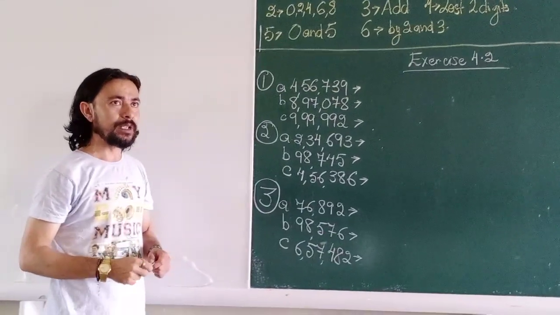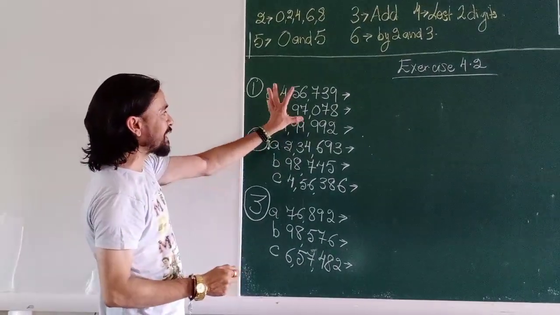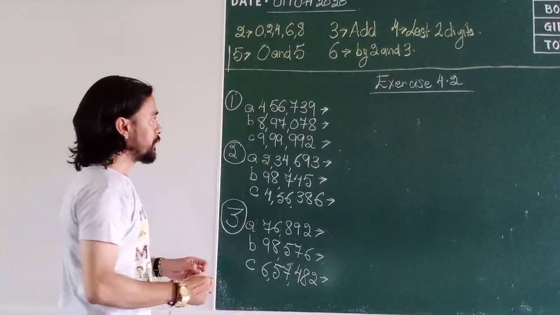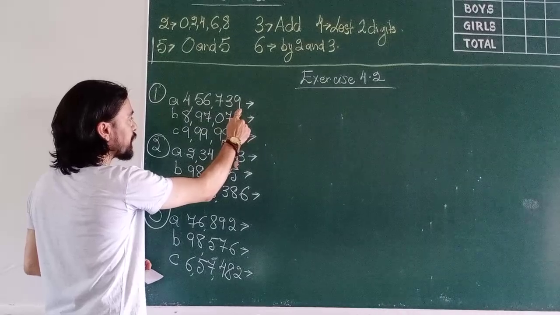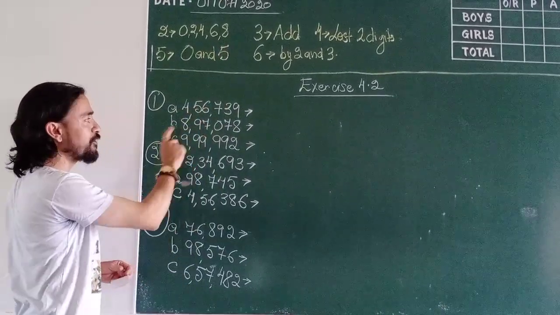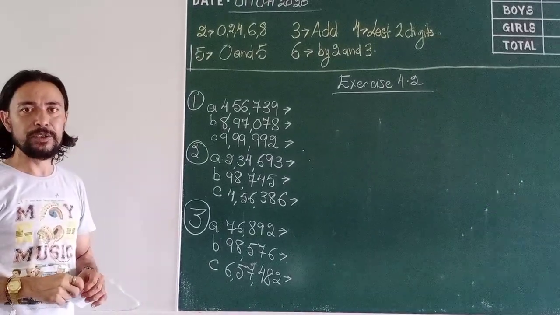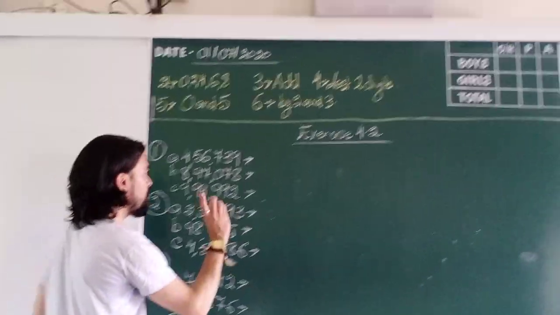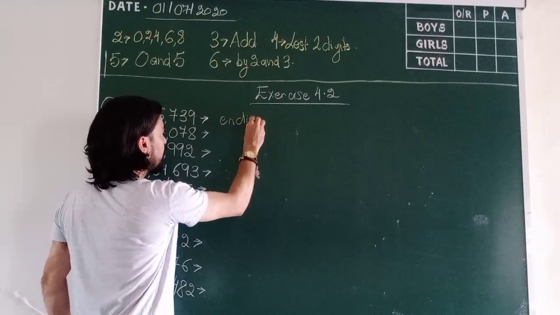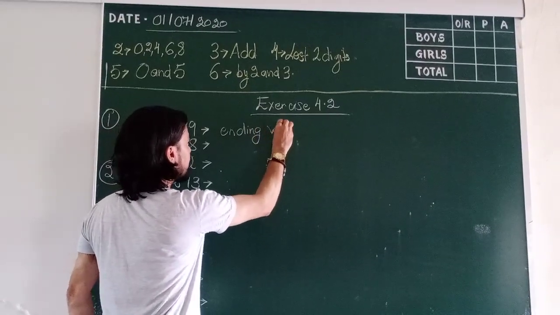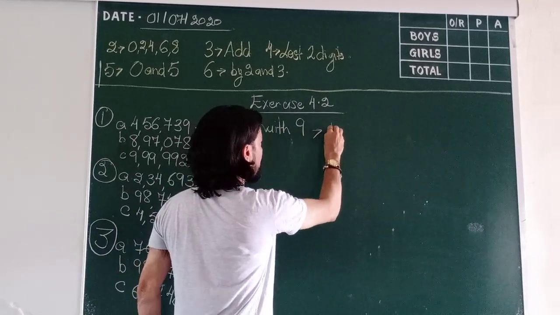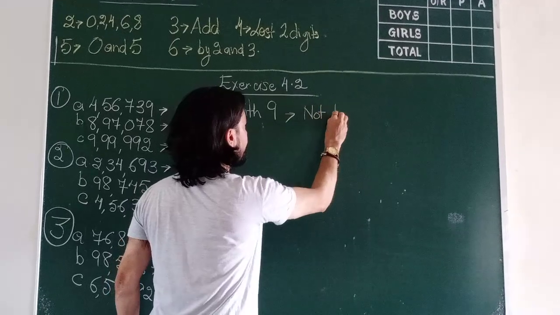Now I have 4,56,739, a big number. But how do I come to know exactly and immediately whether it is divisible by 2 or not? The number is ending with 9. It is not ending with any of these 5 digits, and therefore this is not divisible by 2. So how do I do the sum? I write ending with 9 and then put an arrow, not divisible.